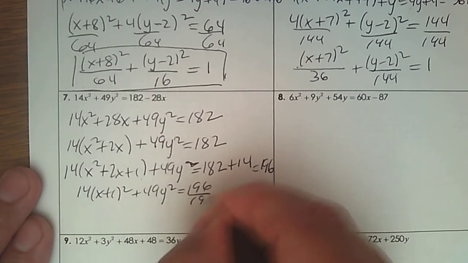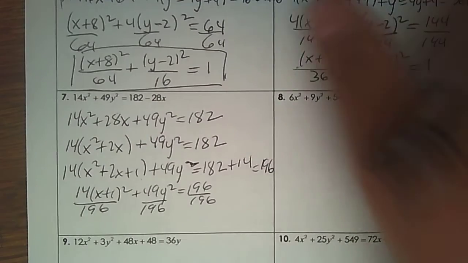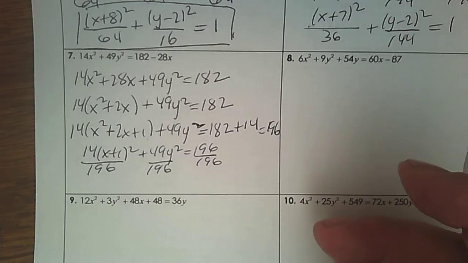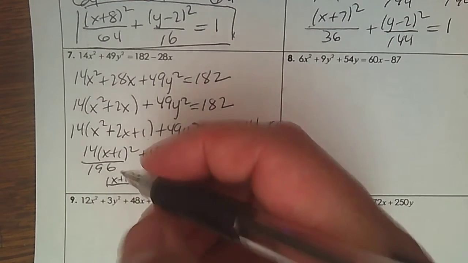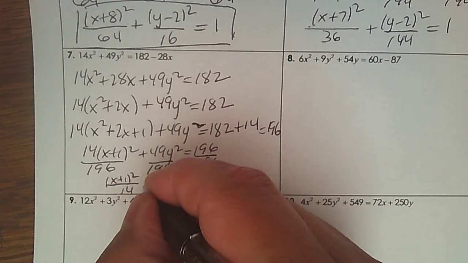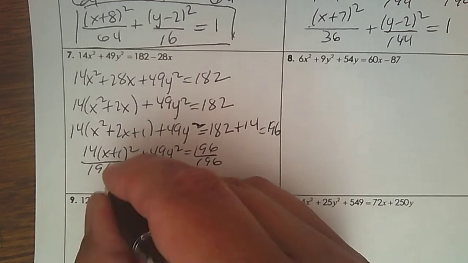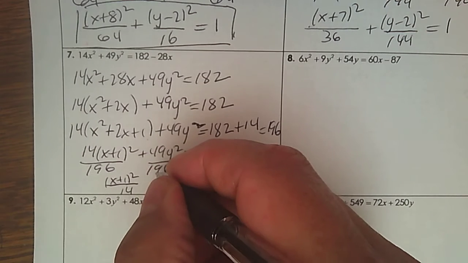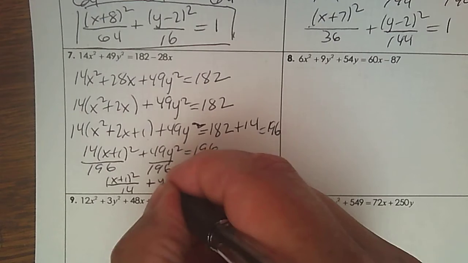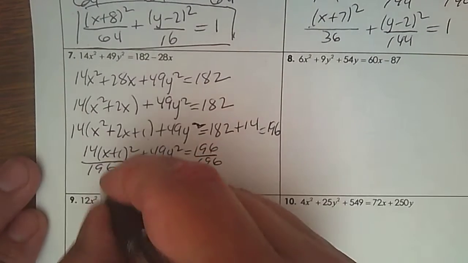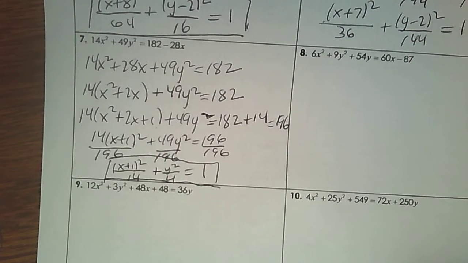And divide. So 14 into 196, that's 14. 14 times 14 is 196. 49 into 196, that's actually 4. And that's equal to 1. The more we practice, the better and stronger you get at this algebra.